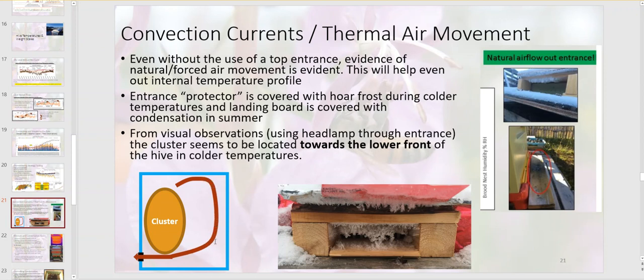It condenses some of the water out on the backside here, likely, and then it flows out naturally out of the hive. So the bees have to do very little beating of their wings to get that air to move. All they have to do is manage heat, release heat to get the air to move.